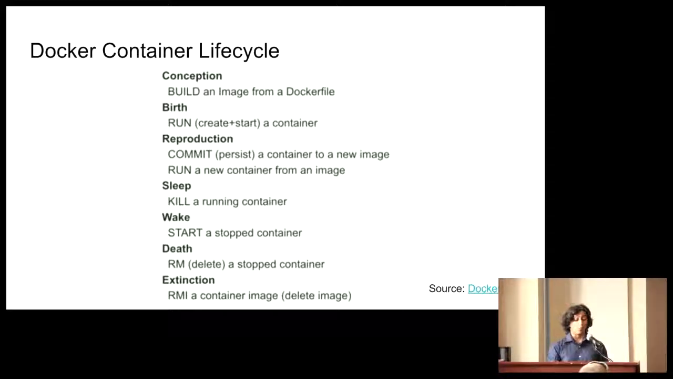So we talked about the container lifecycle really briefly. We can build an image from a Dockerfile. We can run a container. We can commit. We can also start a container. But we haven't talked about kill. If you have a process running in a container and you want to kill it, you can do docker kill container name. We can also delete a container with the rm command. And if we want to remove the image completely, we can use rmi.